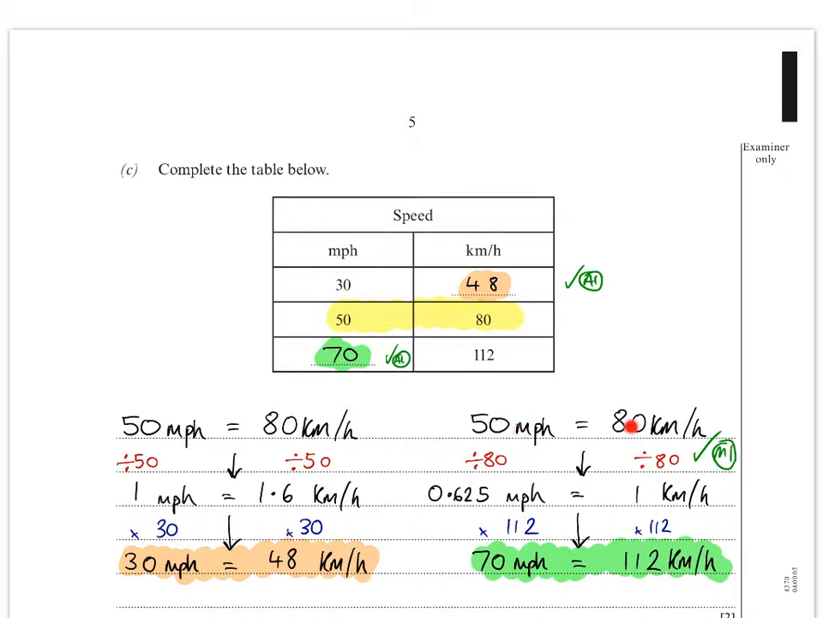Very similar method here, except this time I divided both sides by 80. This found 1 kilometre an hour here. This was 0.625 miles per hour. Then, because this is 112, I times both sides by 112. So 70 is equal to 112 kilometres an hour.